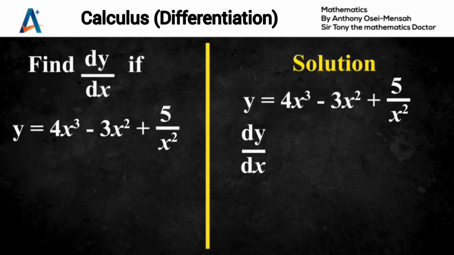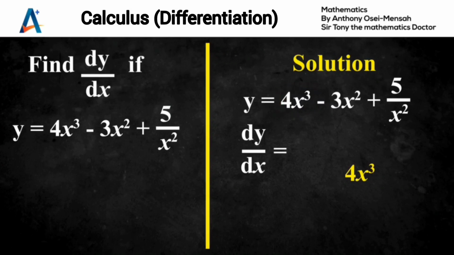So once I bring dy over dx and I bring my equal sign, I'm supposed to go through the rules of differentiation. Now, since this is a sum or difference type of differentiation, that means I'll take the terms one after the other and differentiate with respect to x. This is what I mean. So for example, let me take the first term, which is 4x cubed.